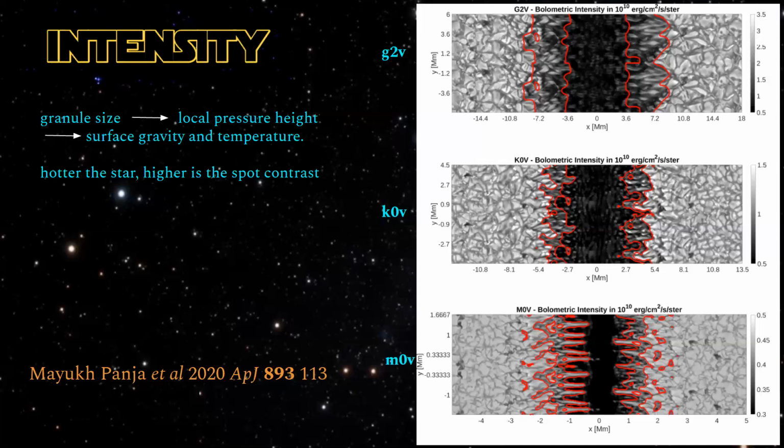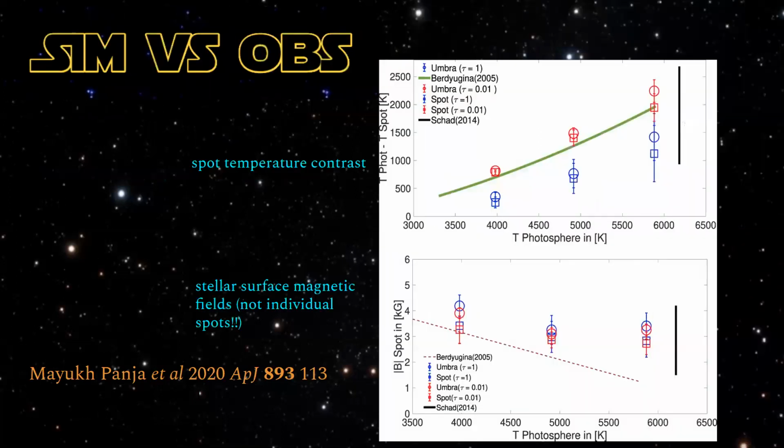And I'll jump quickly to how it compares to observation. We not only looked at star spot temperature, we could also measure magnetic field strength in the spots. So on the top, you have spot temperature contrast. On the y-axis, you have T photosphere minus T spot. On the x-axis, T photosphere.